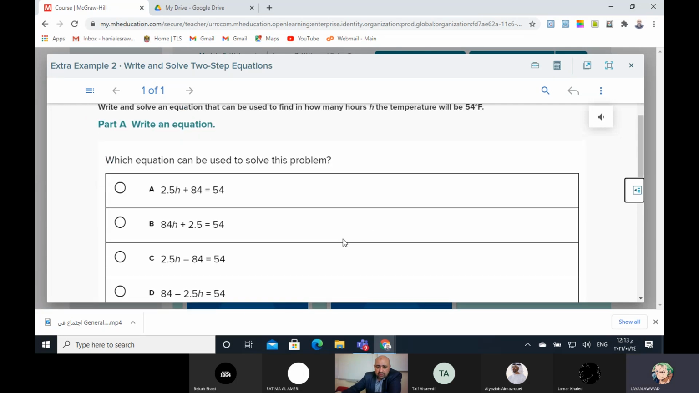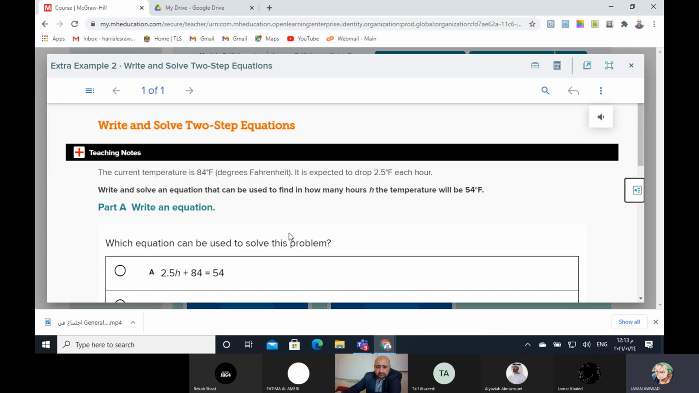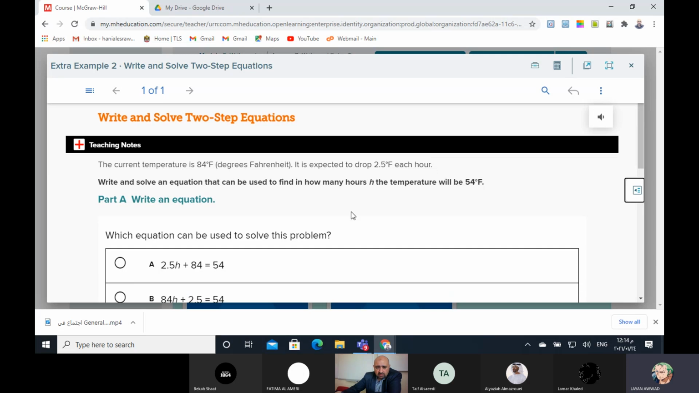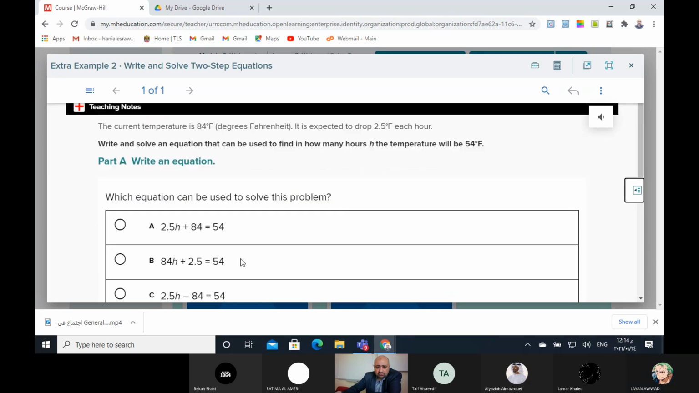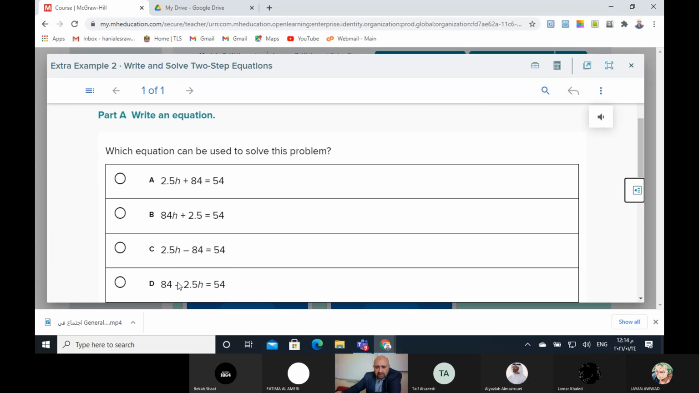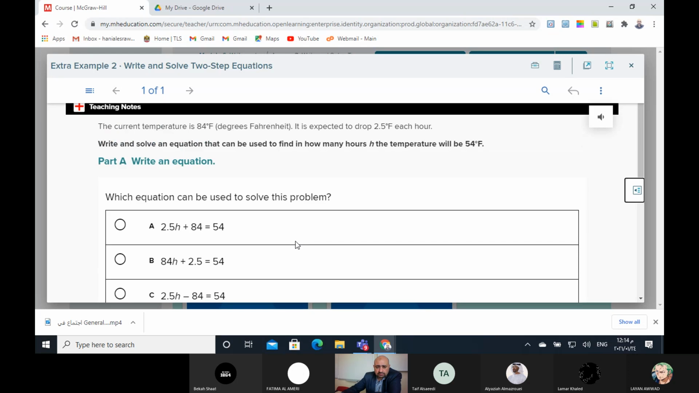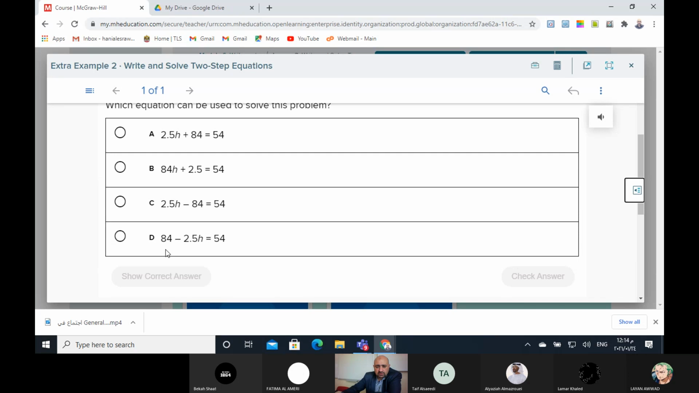Right. So here we have 4 equations. Tell me, Layan. Maybe you're going to make 54 minus 2.5h equals 84. Here we have a minus because he said drop 2.5, which means minus. So this is not true, and this is not true. But now I have C and D with minus. What can I choose, C or D? So 84 minus 2.5h equals what? Equals 54. So the last one.